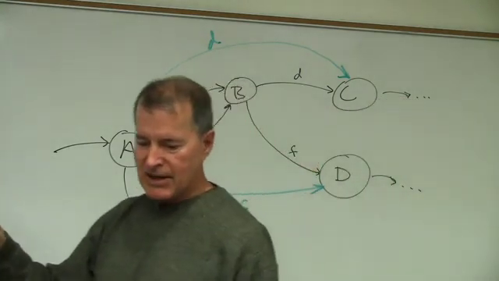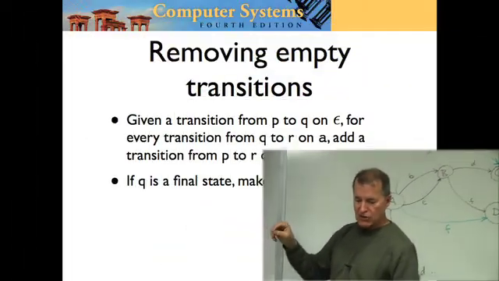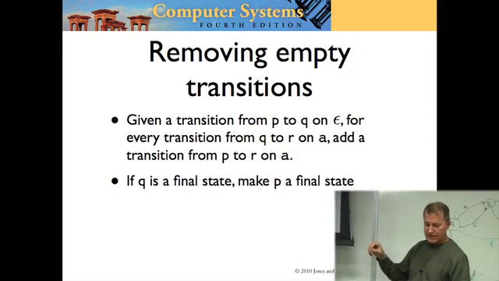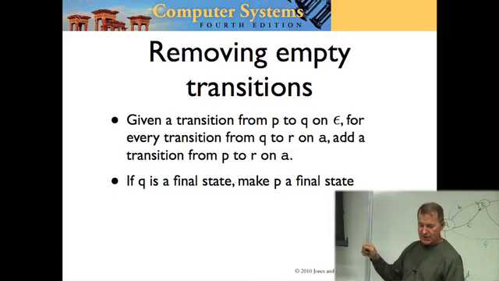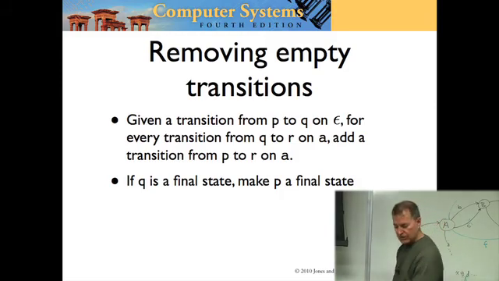Okay, so here it is. Given a transition from P to Q on the empty transition, and from Q to R on A, you add a transition from P to R on A. That's what we just did. And then if Q is a final state, you have to make P a final state also.